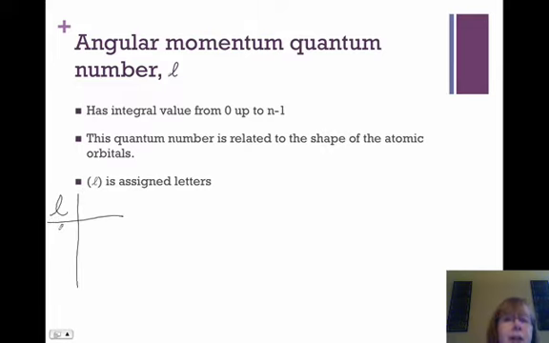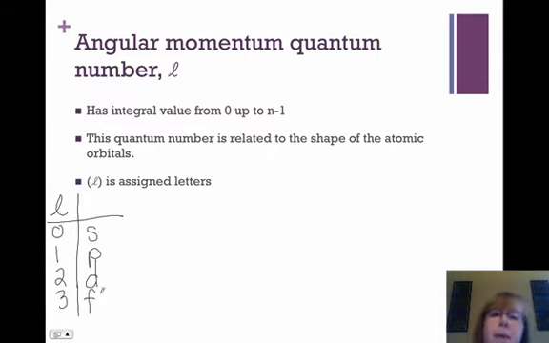We said that L starts at 0. So if L is 0, we call it an s orbital. If L is equal to 1, it's called a p orbital. If L is equal to 2, it's a d orbital. And if L is equal to 3, and that's where we're going to stop, it's called an f orbital.